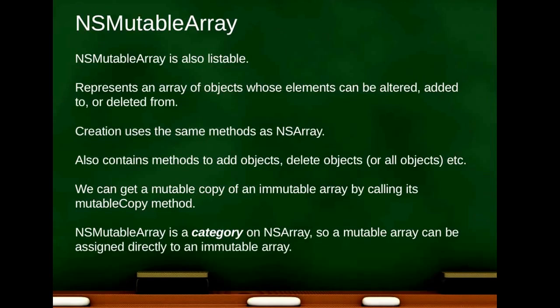But in order to get a mutable array from an immutable array, we have to use this mutable copy method. So the assignment is one way. It's almost like NSArray being a superclass of NSMutableArray. We can get a mutable array by calling the mutable copy method of the immutable array, but we can get an immutable array just by declaring a mutable array to be of type immutable array. I hope that makes sense.